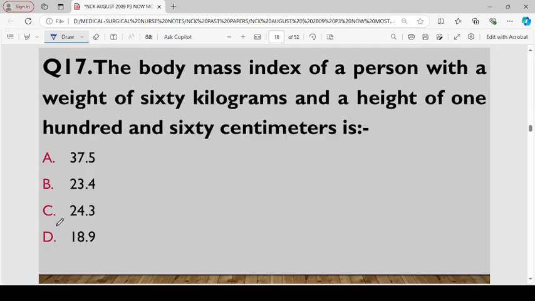The body mass index of a person with a weight of 60 kilograms and a height of 160 centimeters is, all right, that is just calculation, guys. You take the weight and you divide by the height squared, and that should give you 24.3, right?